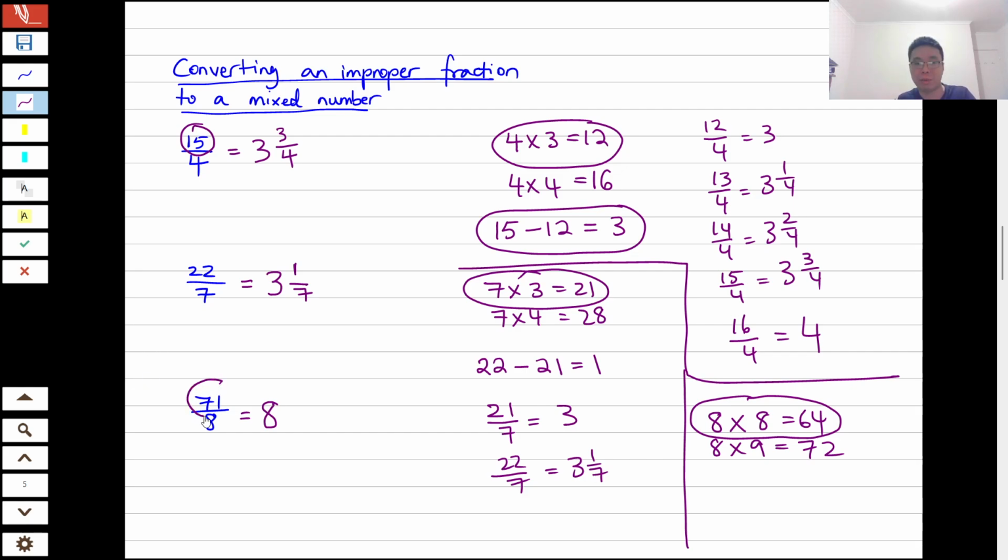Next, I take my numerator, 71, and take away the number that I calculated previously, which was 64. And 71 minus 64 is 7. So 71 on 8 is the same as 8 and 7/8.